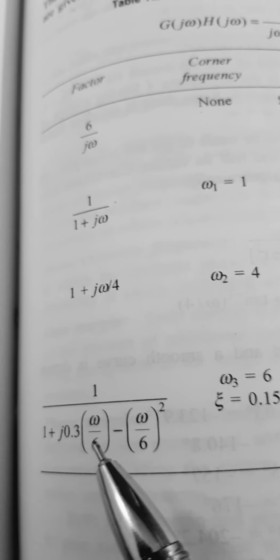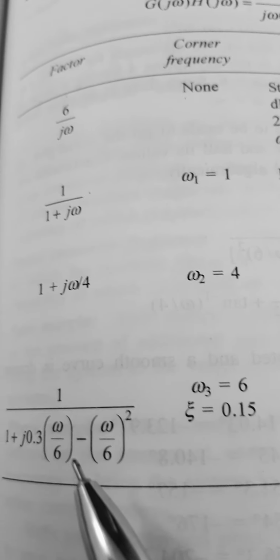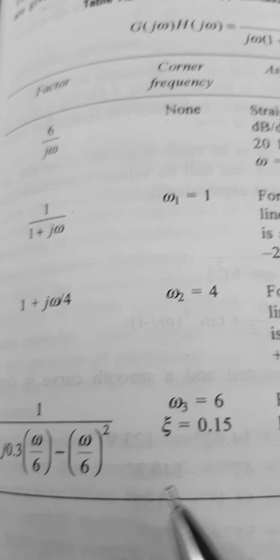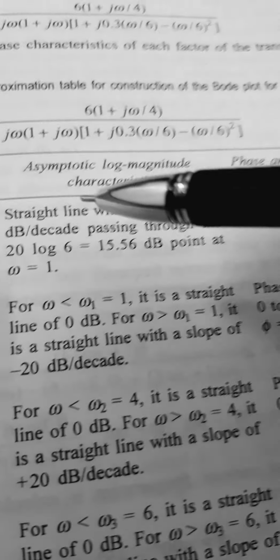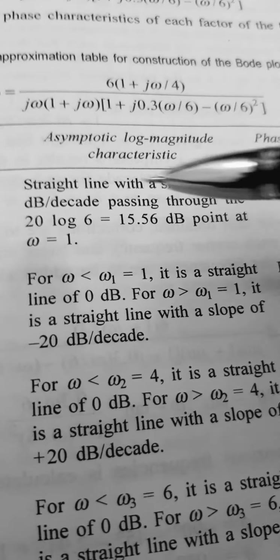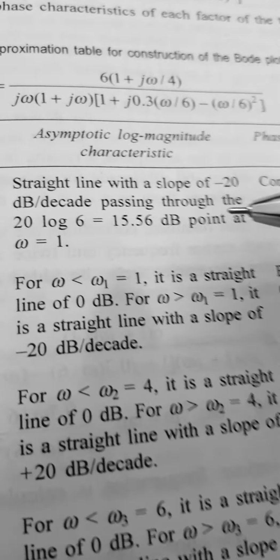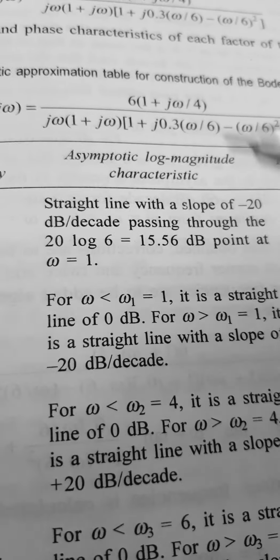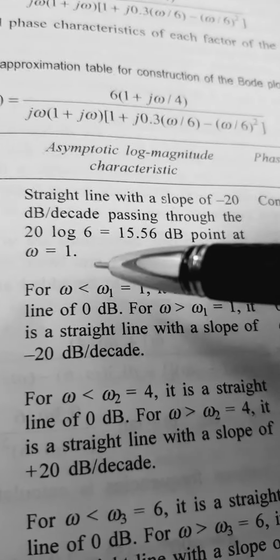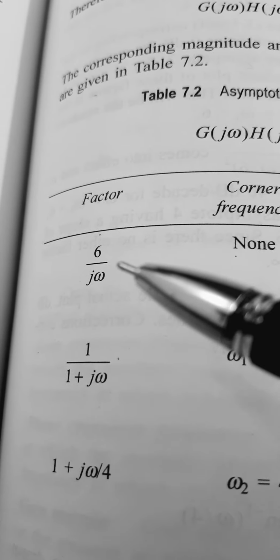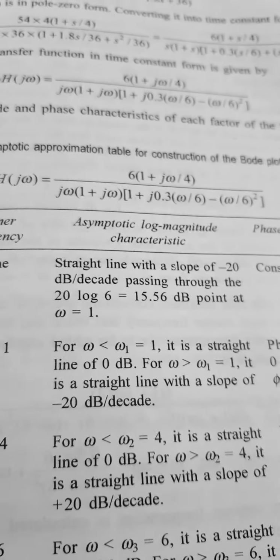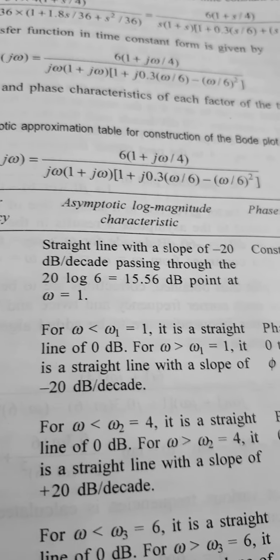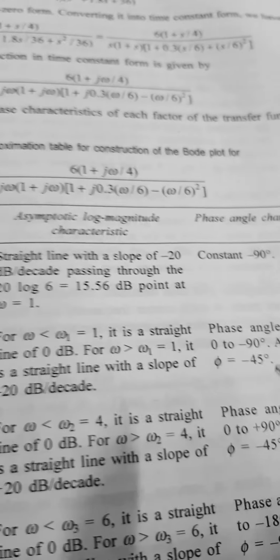Similarly here also it is in the form of omega t, so omega c is 1 by t. Now when you are having 6 by j omega, it is a straight line with a slope of minus 20 dB per decade passing through the value of 20 log k. That means 20 log k, k is 6, so 20 log 6 is equal to 15.56 dB at omega is equal to 1.